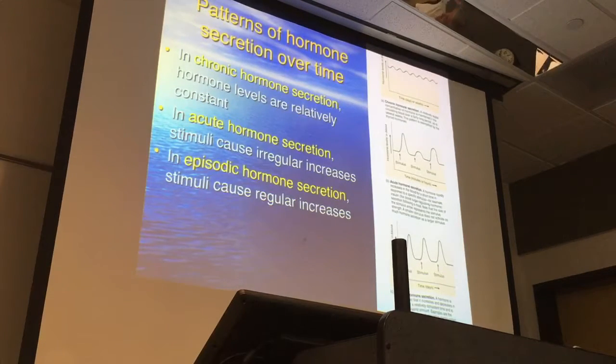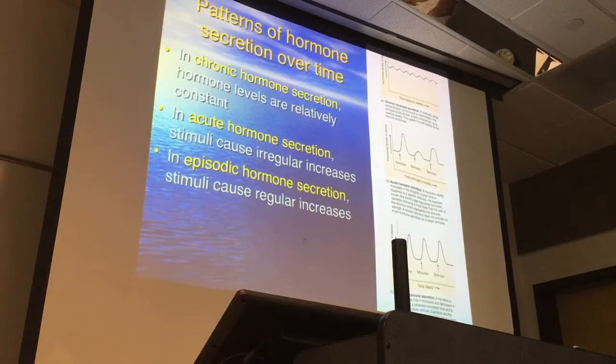Now, patterns of hormone secretion. There are three kinds of patterns of hormone secretion. They're fairly straightforward. One is chronic hormone secretion, where it varies around a mean or an average over time. It goes up and down a little bit. What do you think controls the level of a hormone in that case? Negative feedback. Yeah, so negative feedback, if it ever gets too high, produces less, and if it ever gets too low, produces some more, and it varies around a mean.